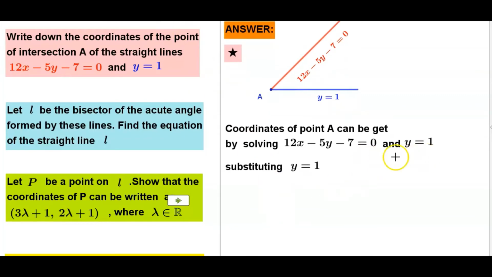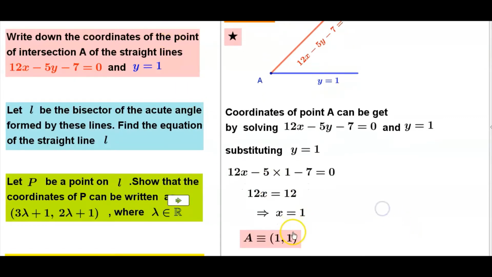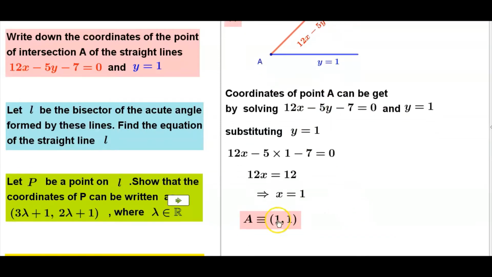So y equals 1. Substituting y equals 1 in this equation, 12x minus 5 into 1 minus 7 equals 0. Therefore 12x equals 12, therefore x equals 1. Therefore x equals 1, y equals 1. Therefore the coordinates of the point A are (1, 1).